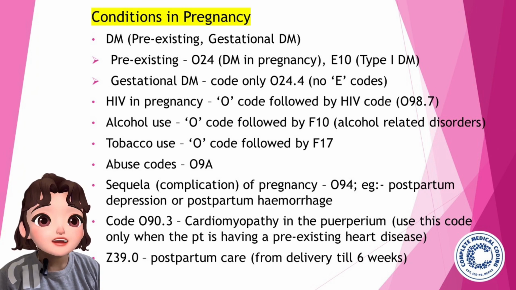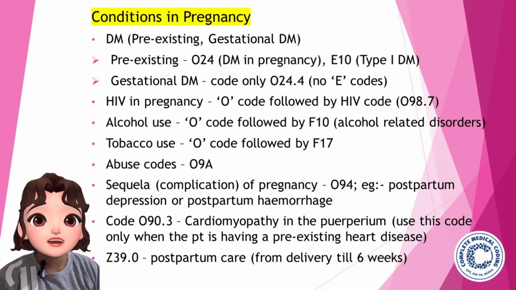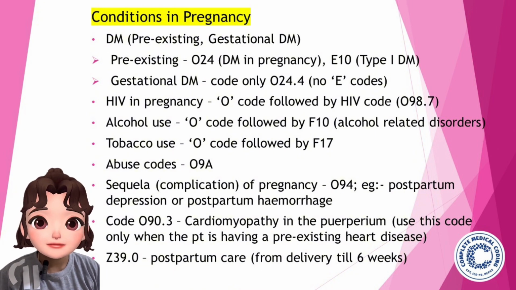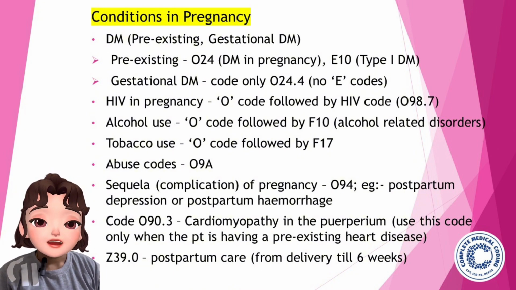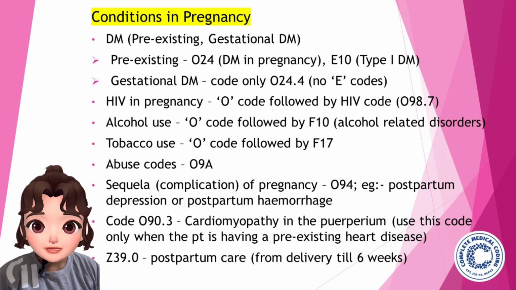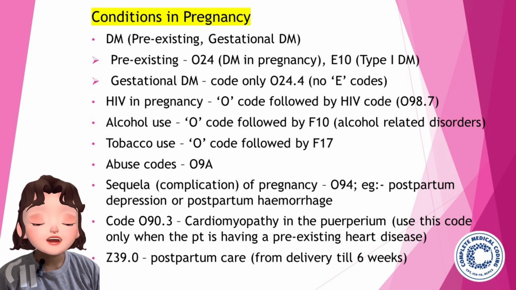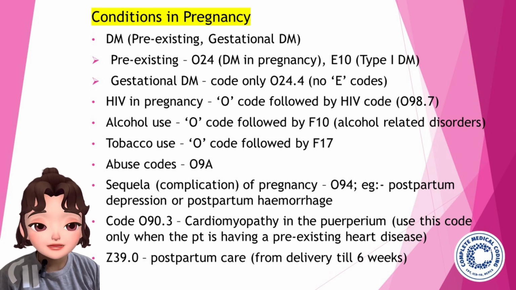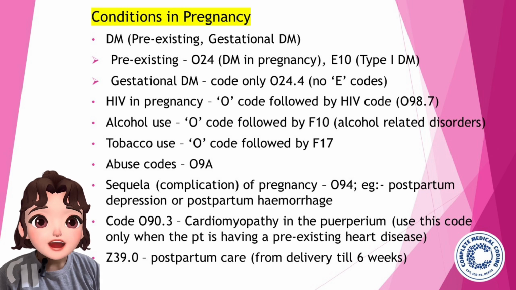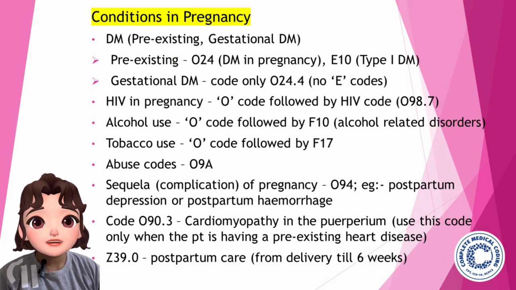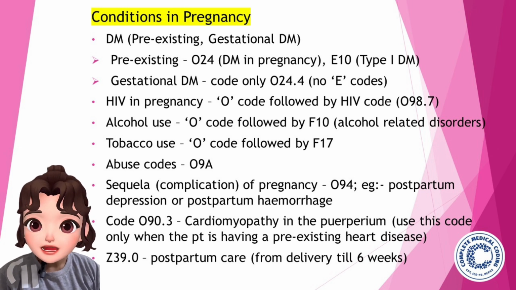Now, which are the conditions in pregnancy? What are the conditions that can affect during pregnancy? DM. That's one of the main conditions which can be affected during pregnancy. Diabetes. This can be either pre-existing diabetes or gestational diabetes. Pre-existing means before the patient gets pregnant, the patient is already having diabetes. And gestational diabetes means after getting pregnant, the patient got diabetes.